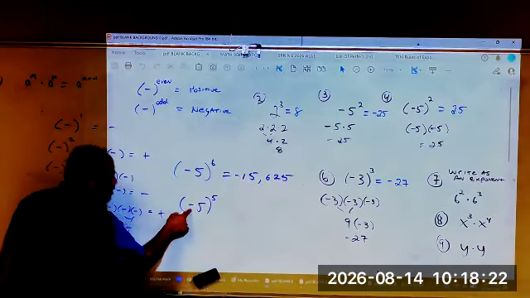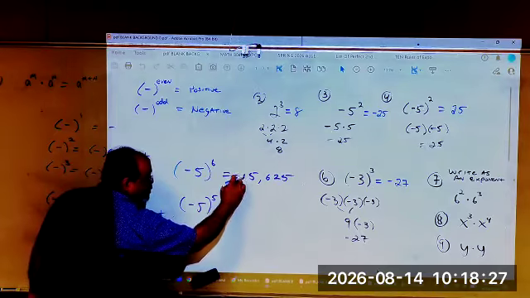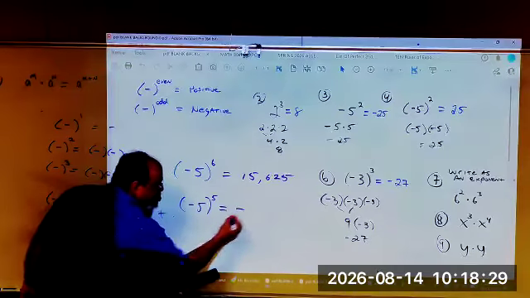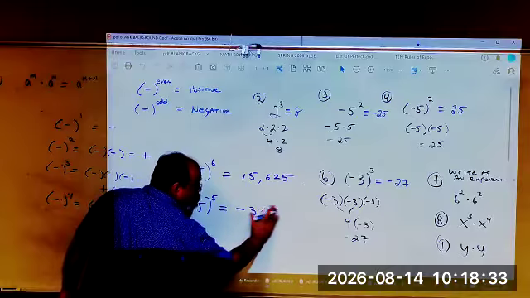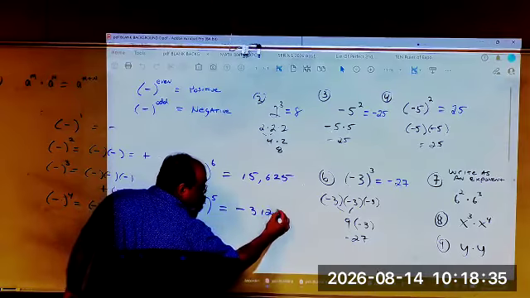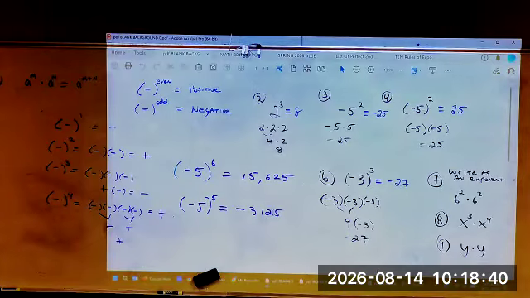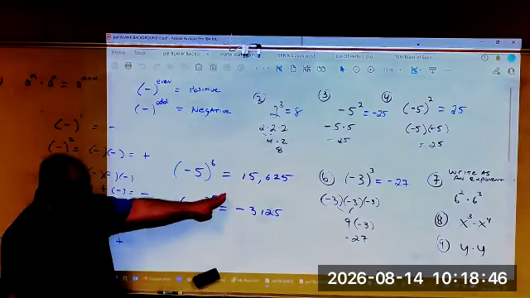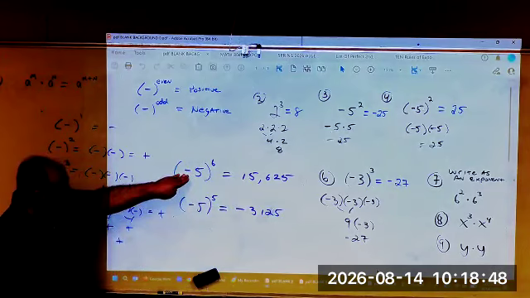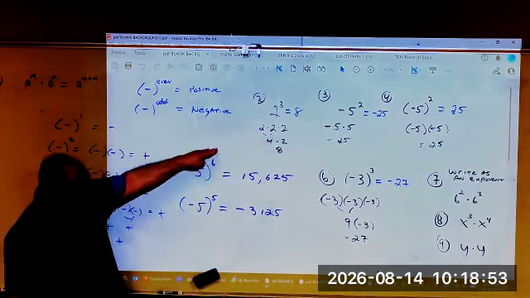Hey, this is a negative to an odd. So the answer is going to be, that was positive about that. This one's going to be negative, and this one's going to be 3,125. But it's a negative to an odd, so I know the answer is negative, and then I just have to do 5 to the 5th. This one's a negative to an even, so I know the answer is going to be positive, then I just need 5 to the 6th.